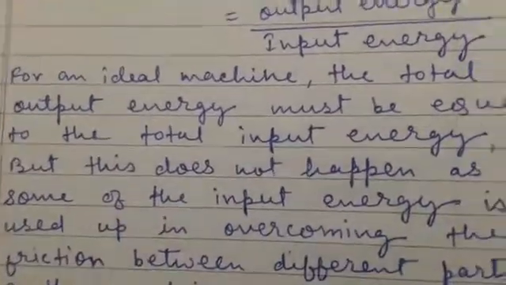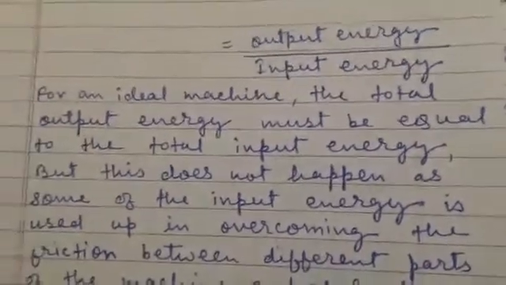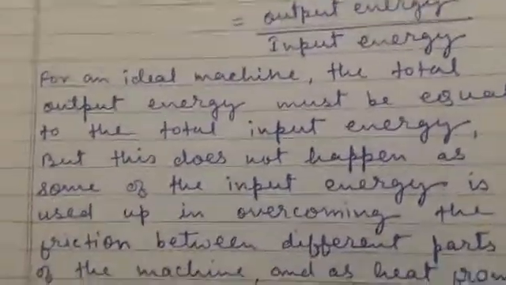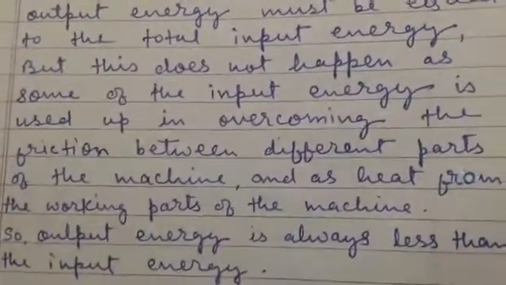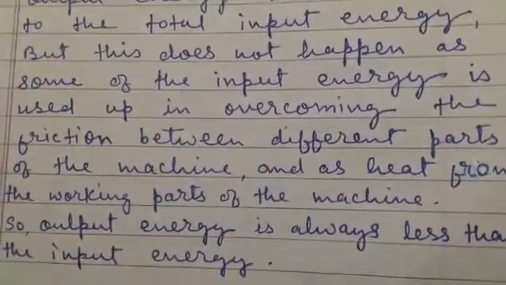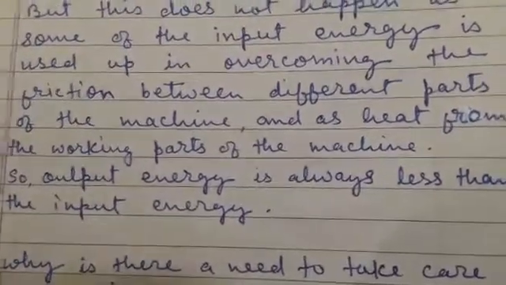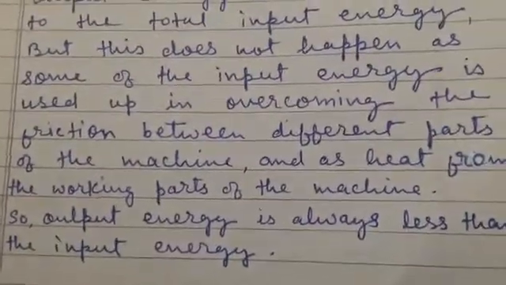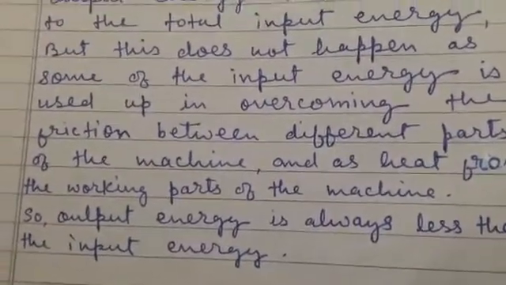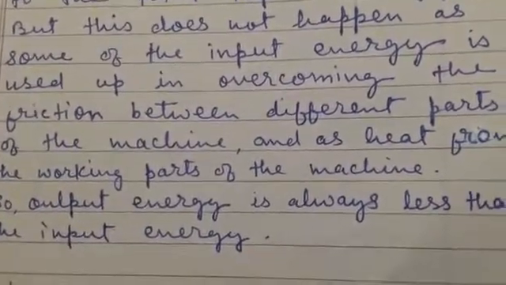For an ideal machine, the total output energy must be equal to the total input energy. But this does not happen as some of the input energy is used up in overcoming the friction between different parts of the machine and as heat from the working parts of the machine, so output energy is always less than the input energy.